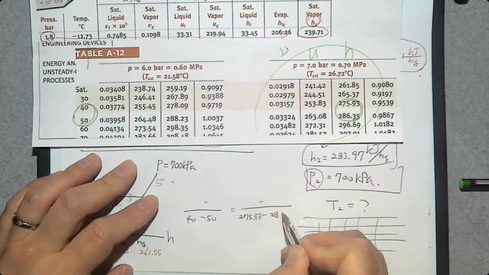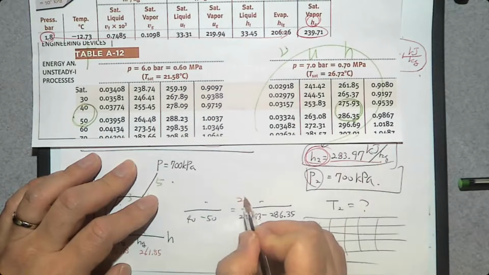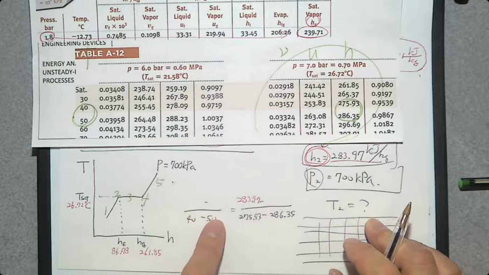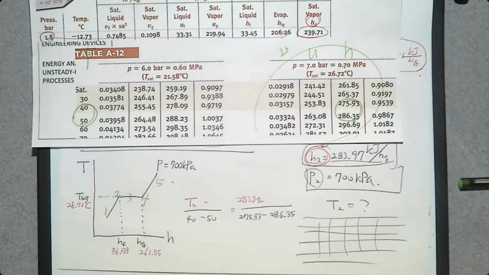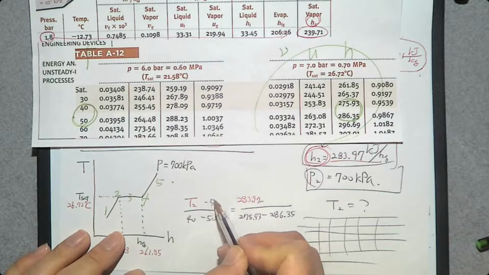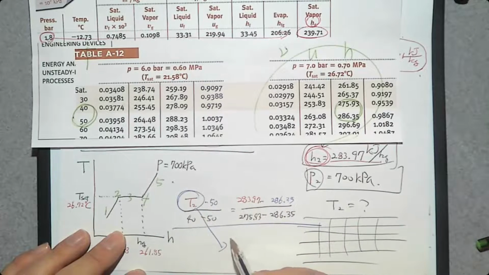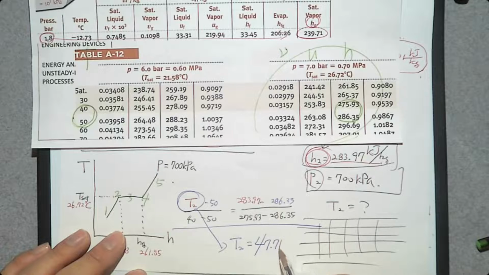275.93, 286.35, and what is the H value that we have? 283.97, the top left on the right. So top left on the left should be the unknown temperature T2. So if you solve it, you get T2. Oh wait, it's not complete. What about here and there? You use the number in the denominator. 50, 286.35. So if you solve it, you get T2. So what is the final temperature? 47.71 degrees Celsius.